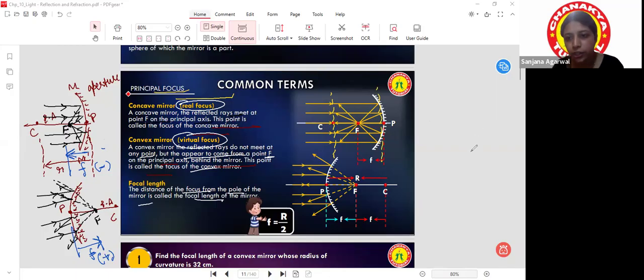So you remember the Cartesian plane, children? Never get confused. It's very simple. You all know about the Cartesian plane. Right side means positive x, left side means negative x, topmost is positive y, and the bottom side is negative y. So consider this origin of the Cartesian plane as the pole of your mirror. Now moving right, left, up, down, accordingly you have to take the sign of the respective parameters.